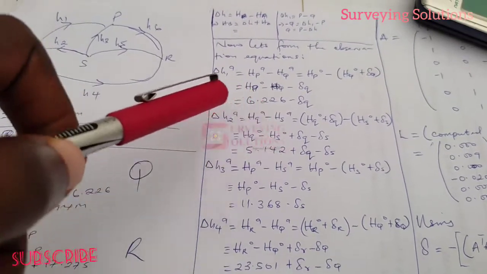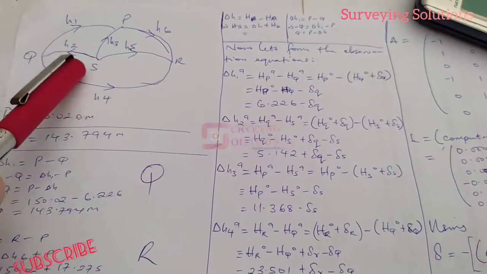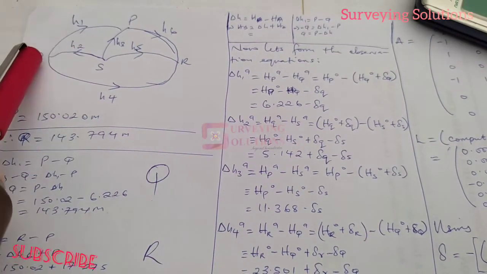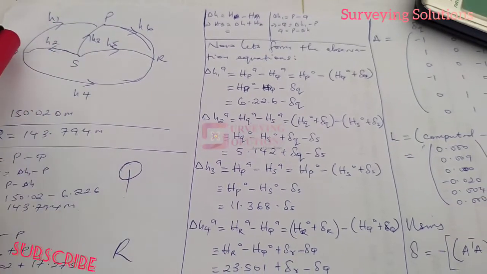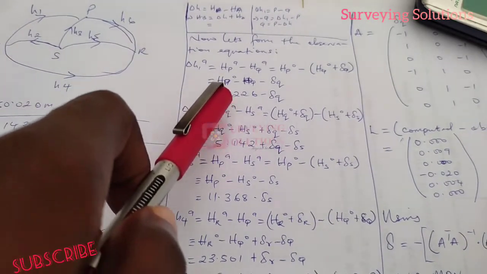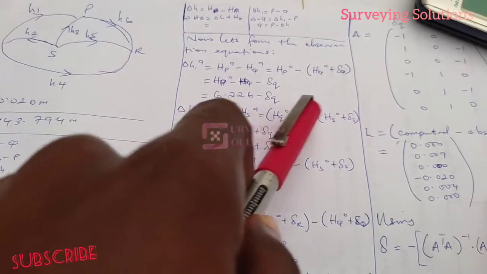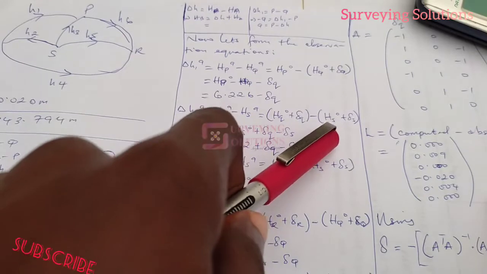Now let's move toward change in h2 adjusted, the same way we have moved. Now this is change in h2, right? This is the direction, so it means it's coming from Q to S, right? Q to S. So now since it's coming from Q to S, according to the formula, it will be the height of Q adjusted minus the height of S adjusted. Now these two points are unknown, therefore they have their errors inherent in them, right?